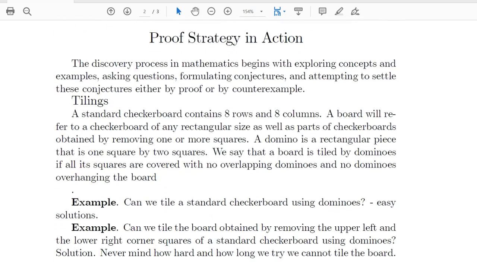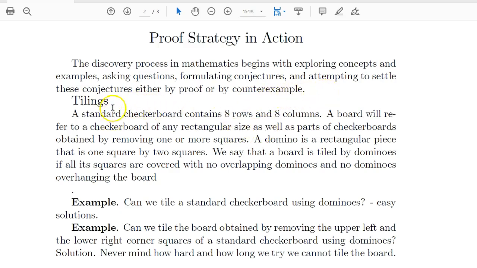Proof strategy in action. The discovery process in mathematics begins with exploring concepts and examples, asking questions, formulating conjectures, and attempting to settle these conjectures either by proof or by counterexample.